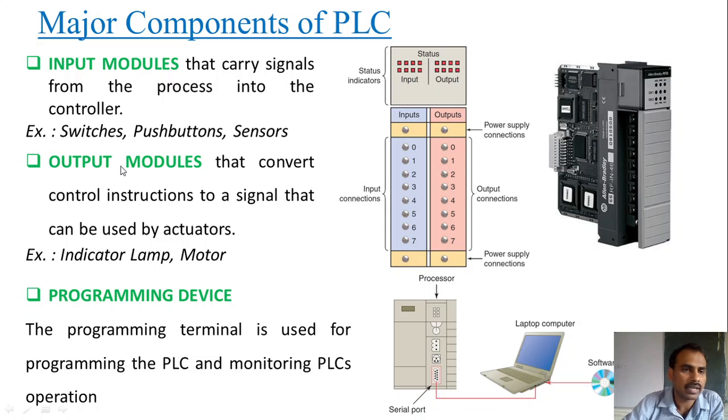And the next, an output module. Here the output modules will work in reverse to the input modules. Output modules will send the signal received from the PLC to the actuating devices. Some examples of actuating devices: here you can see an indicator lamp, a motor, or a pump. These are some of the output devices. These devices will receive a signal from the PLC and then they will work.